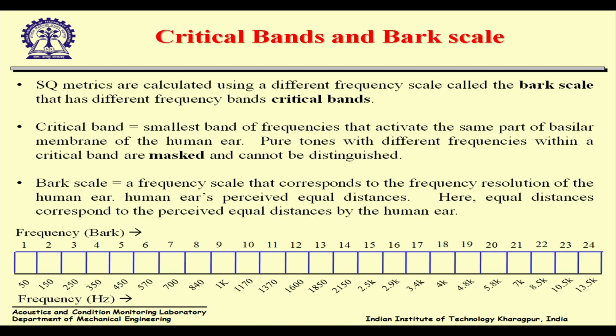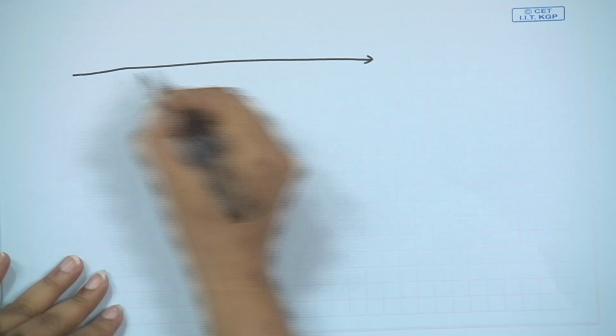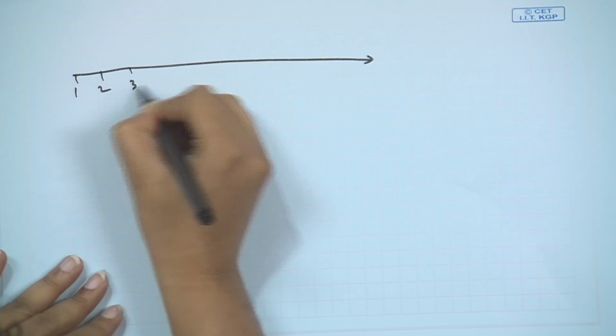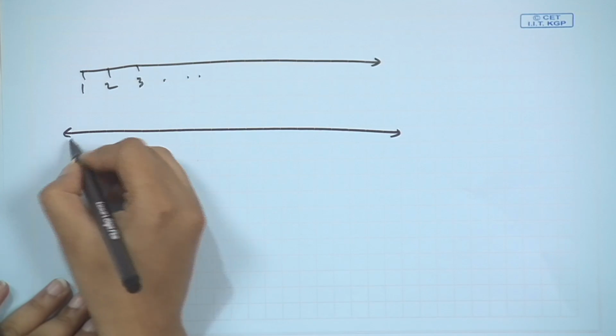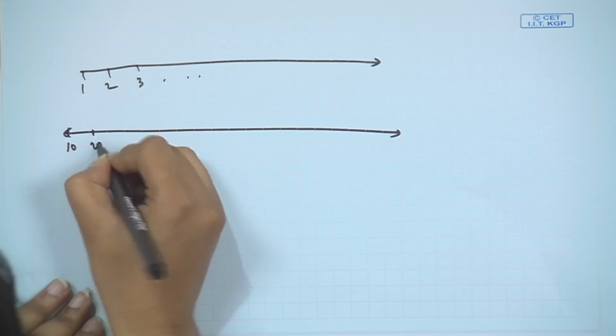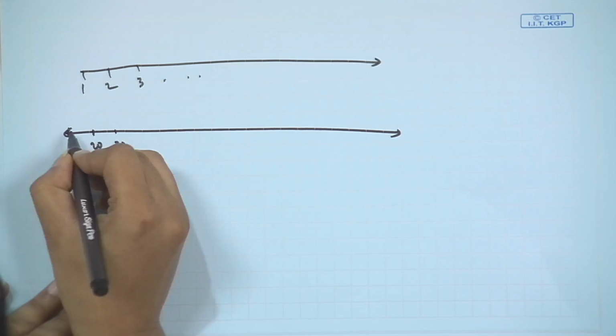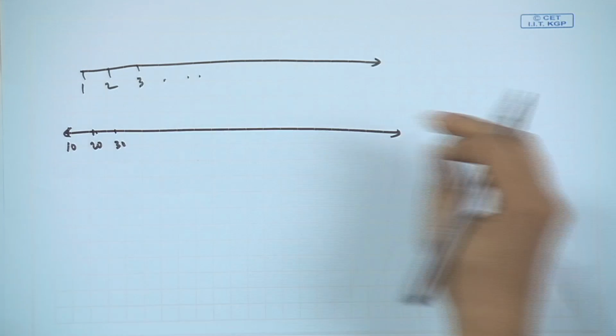Okay. Another concept in sound quality or psychoacoustics is the critical bands and bark scale. We have a linear frequency scale, for example, 1 Hertz, 2 Hertz, 3 Hertz, and so on. So in the linear scale, suppose this is 10 Hertz and this is 20 Hertz, and we have these equal distances, so every distance is now 10 Hertz. This is the linear scale, but that's not how a human ear perceives it.